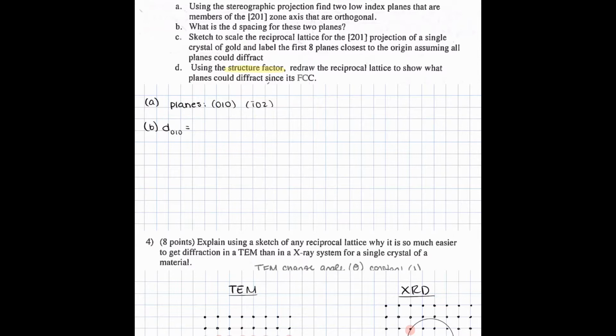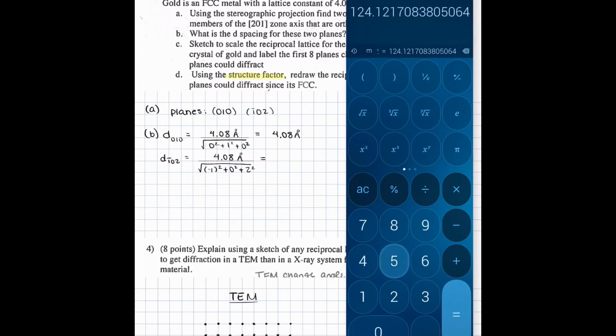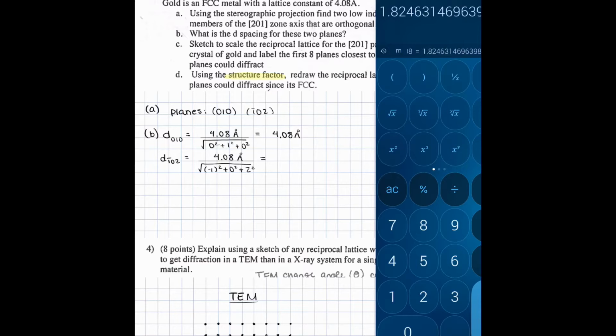Part B asks for the D spacing. And you can find that using the a naught over the square root of h squared plus k squared plus l squared equation. And you plug in the HKL of the two planes that you found in part A. You end up getting 4.08 for the 010 plane. And the bar 102 plane ends up being 4.08 divided by the square root of 5, which is about 1.82 in this case.